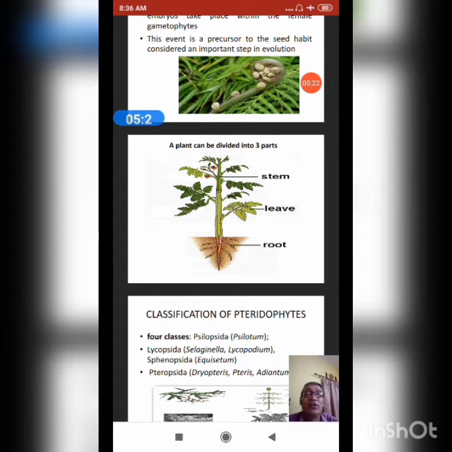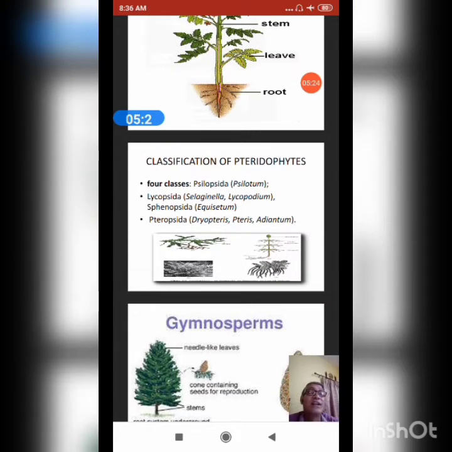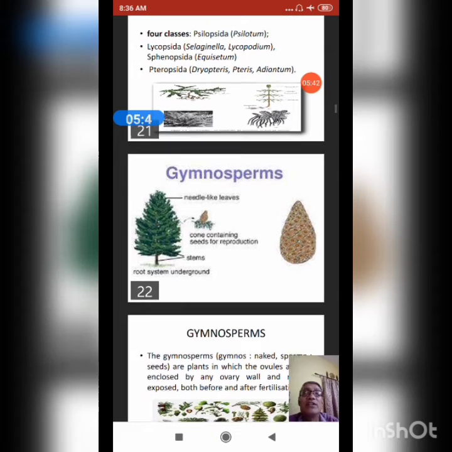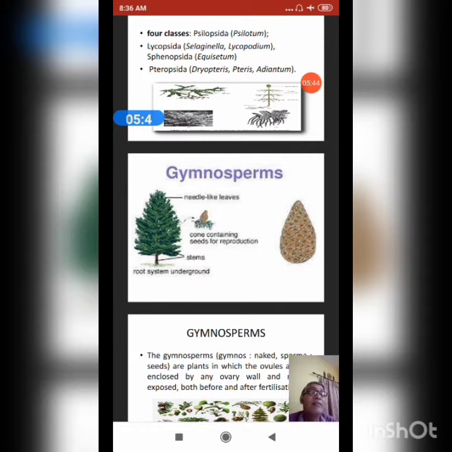Next, talking about the classification of pteridophytes. There are four classes. We have shown the names also: Psilopsida, Lycopsida, Sphenopsida and Pteropsida, with examples. Students, let us discuss Gymnosperms. You might know, everybody knows, Cycas and Pinus are Gymnosperms, but these are the coniferous. The needle-like leaves are there, you see, and the cone containing seeds for reproduction, and a wide stem is there.